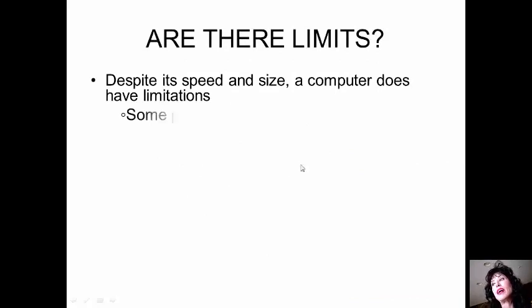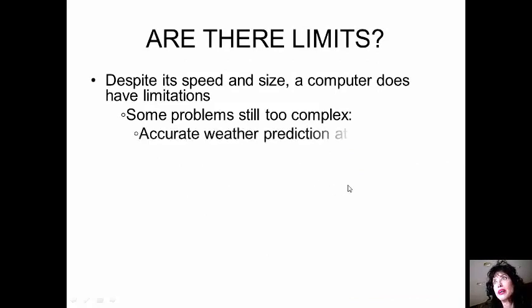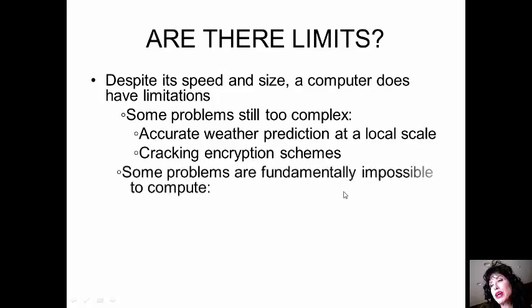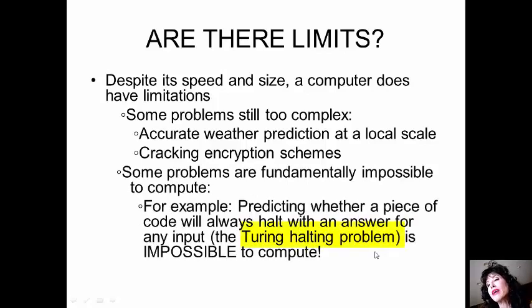Despite its speed and size, a computer does have some limitations. There are still some problems that are too complex for it. When I get in my car in the morning and I'm going to be driving to the campus here, I'd love to know the exact weather that we're going to have so I can know how to dress and so on. But that's still too complex for a computer to predict on all local scales. And also, cracking encryption schemes can be too complex. And also, there are some problems that have been proven to be fundamentally impossible to compute. One of them is known as the Turing halting problem. That's predicting whether a piece of code will always halt with an answer for any input.